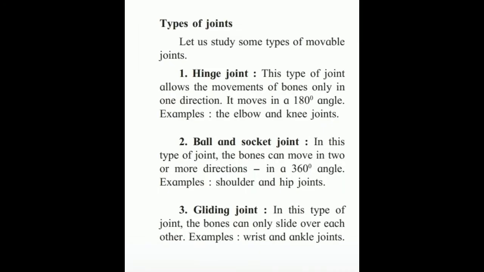Immovable joints are seen only in the skull, while movable joints are of different types: hinge joint, ball and socket joint, gliding joint, and the last one, pivot joint. Pivot joint is not included in our textbook, but even then I will explain it for you, at the end. First one, hinge joint.